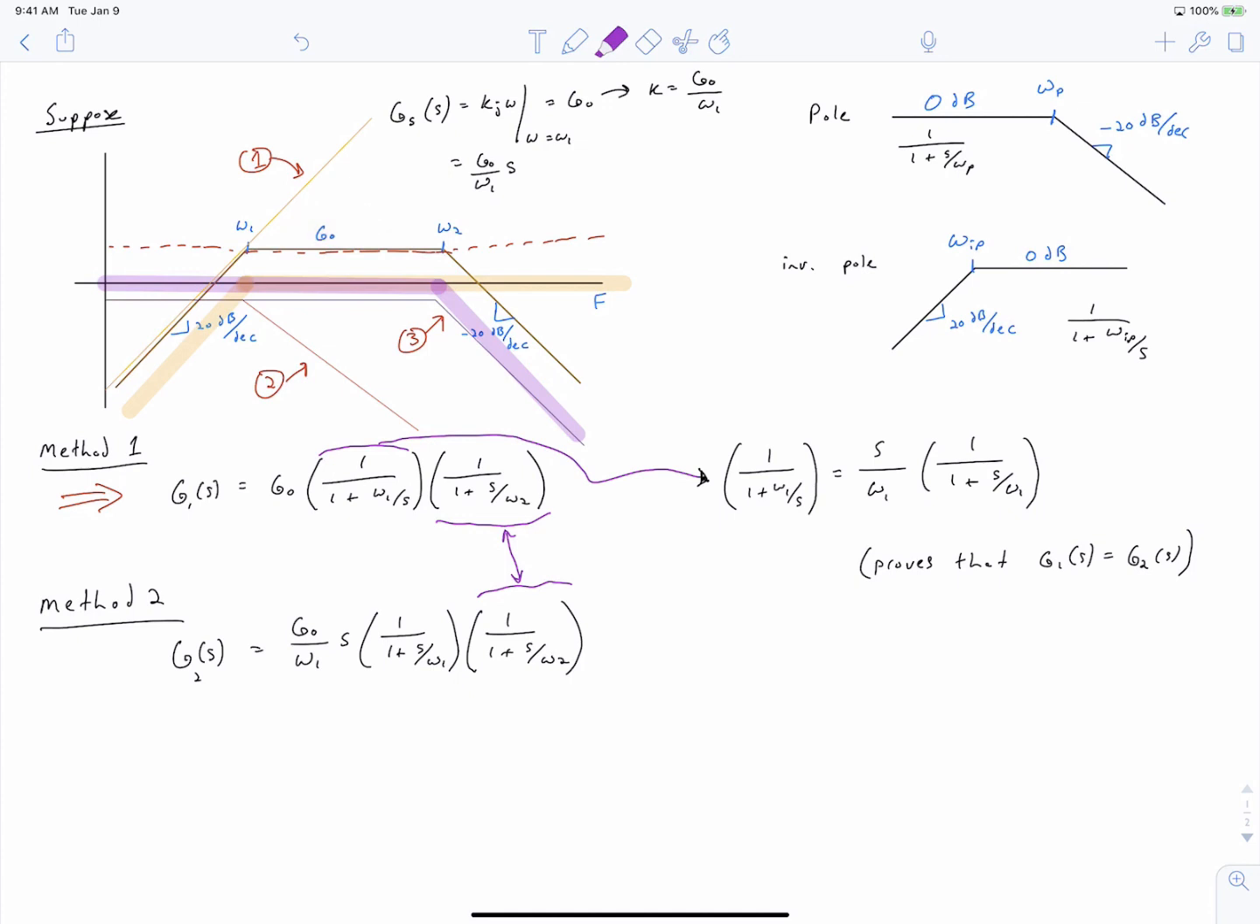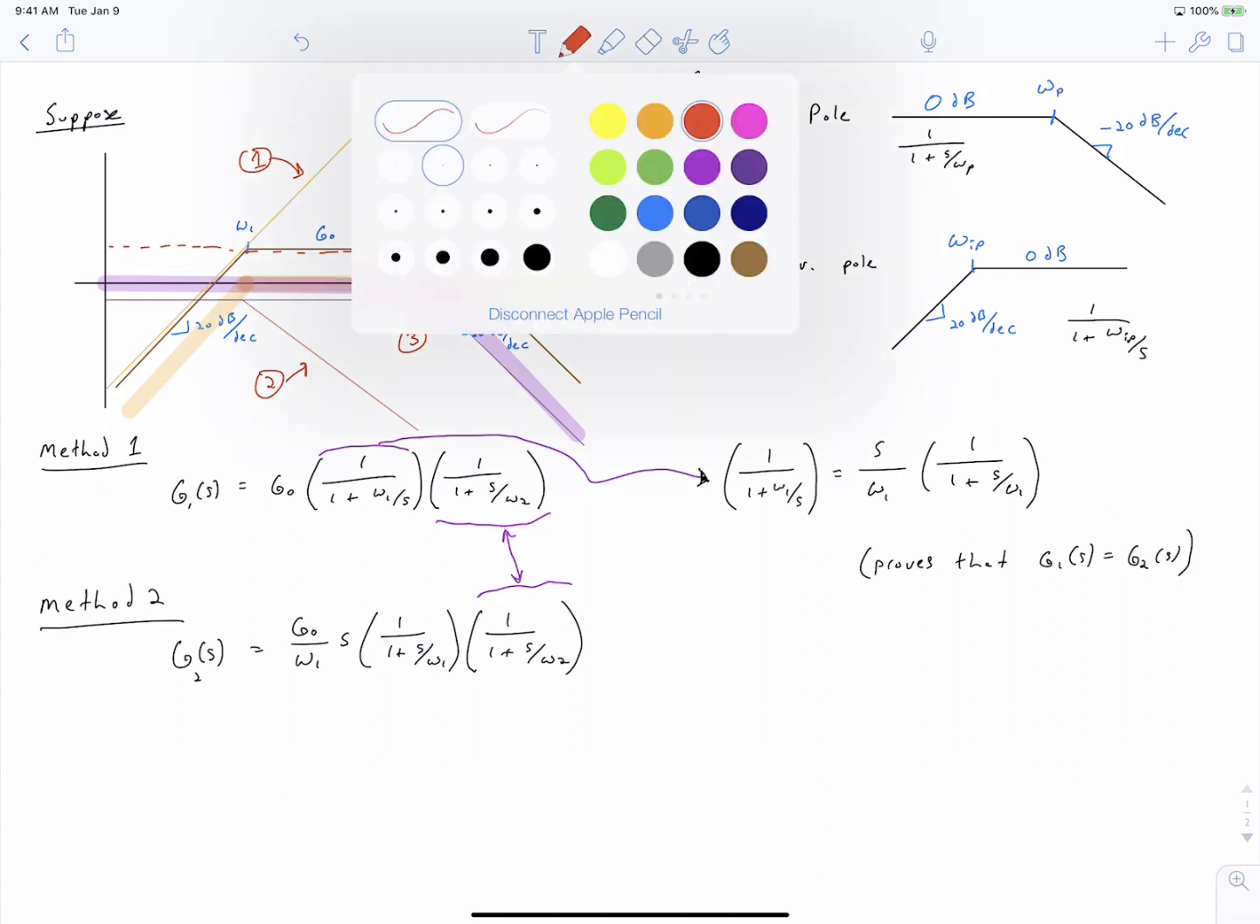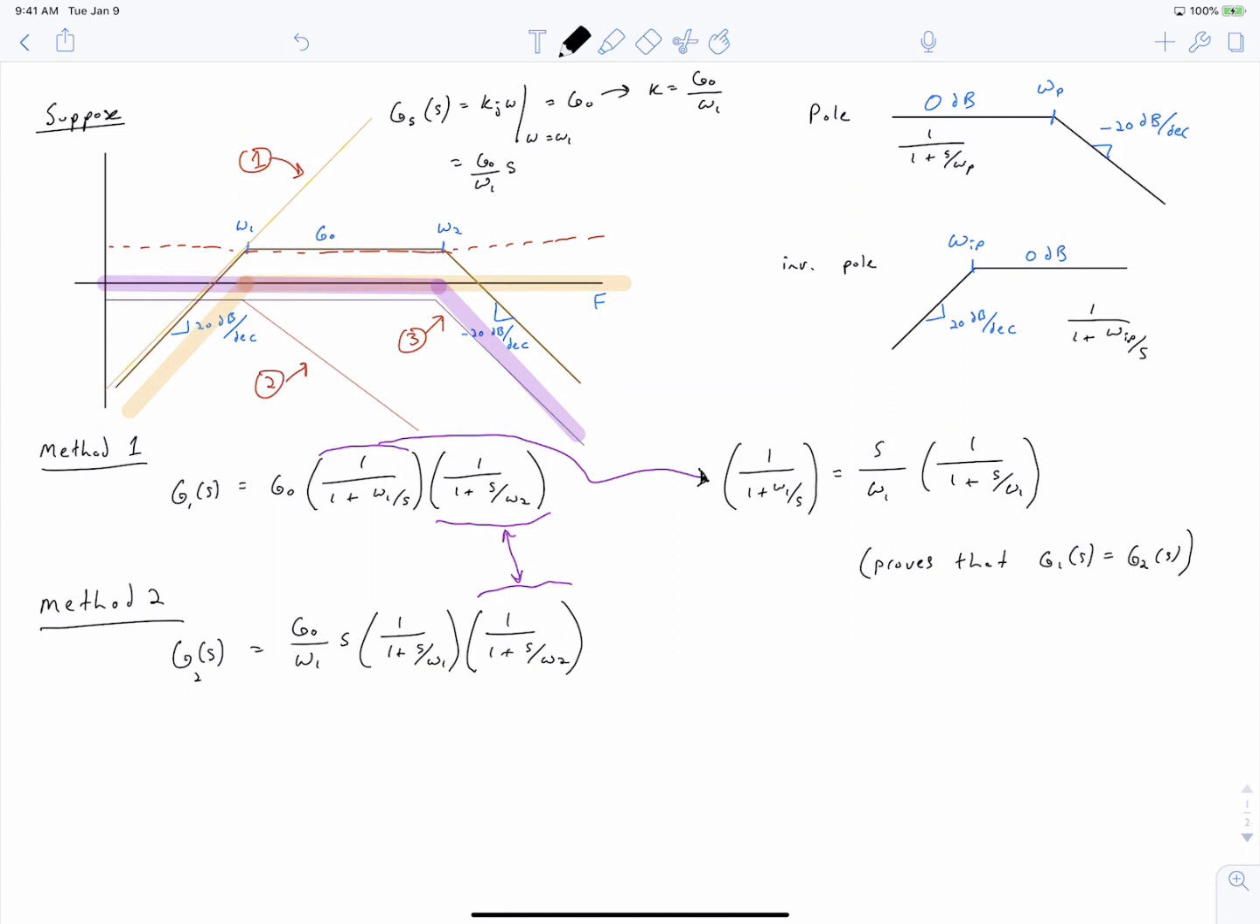So let's write out a methodology that can be used to simply calculate the equivalent transfer function from a Bode plot in a systematic fashion.